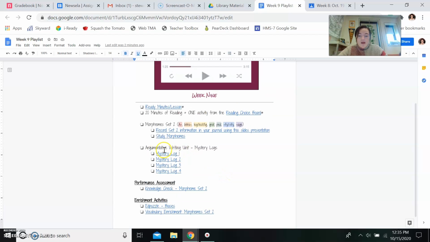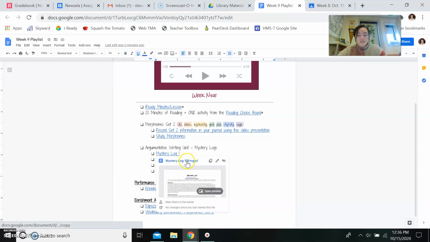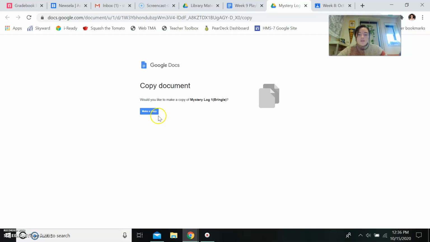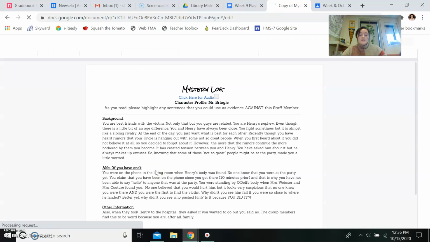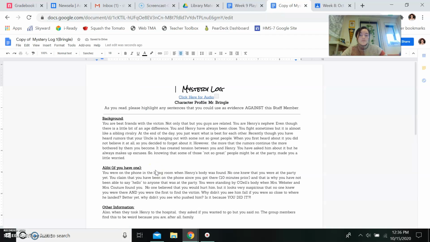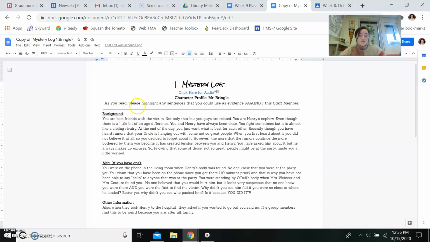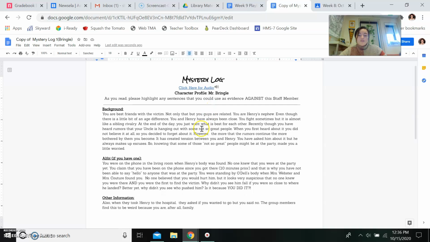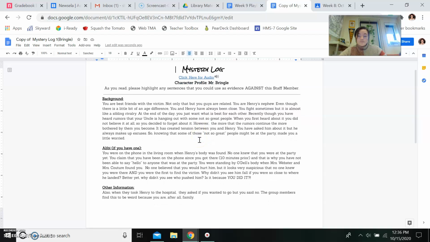And then also you will have a continuation of the mystery that you guys started last week, the staff mystery. So this is your very first mystery log. So when you open it here, you'll make a copy. And this will be your very first mystery log, and it's about Coach Bringle. So in the mystery log, it asks that you read it and then highlight any sentences that you could use as evidence against this staff member. Okay, and if you would like it read, here's audio for you.